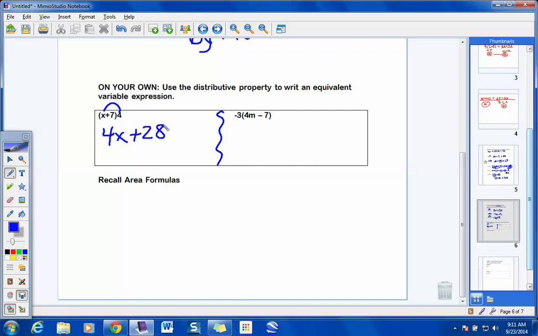Somebody different for the second one. Be careful on signs. Tim, you got it? Tim J? 12m plus 21. So you're telling me that since I was distributing with a negative value out front, all my signs in the quantity should stay the same or flip? Flip. Okay. How many had both of those? Okay, good.